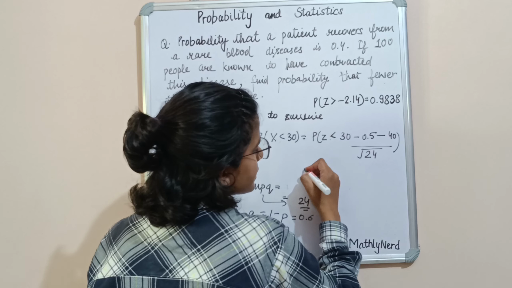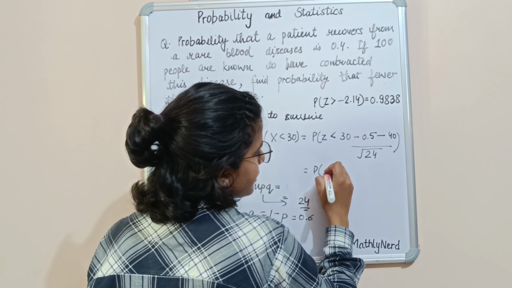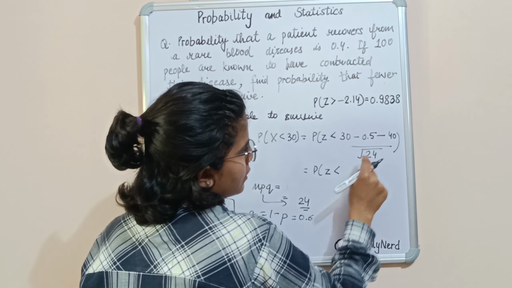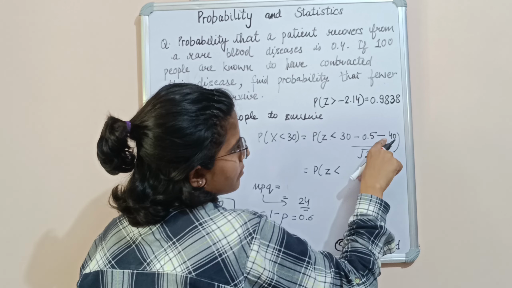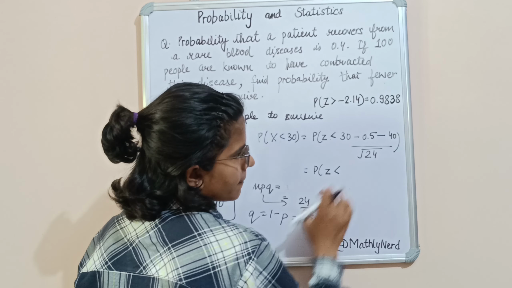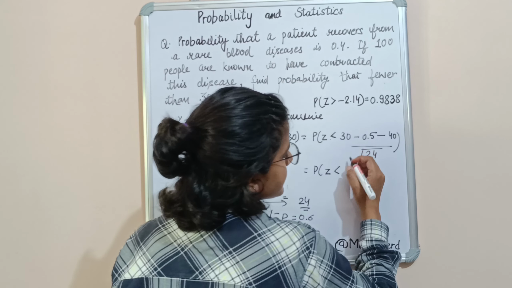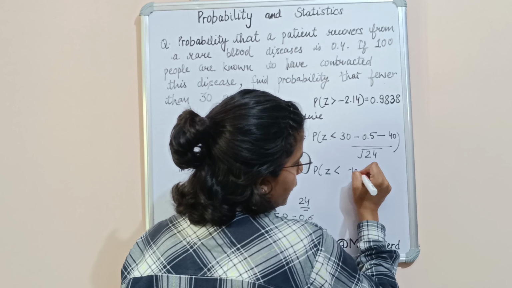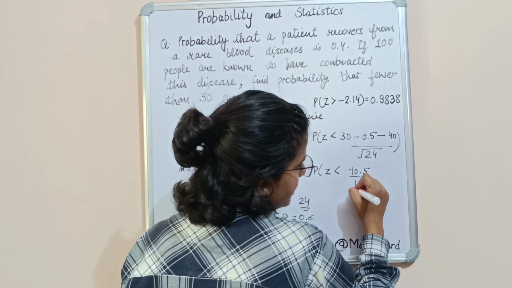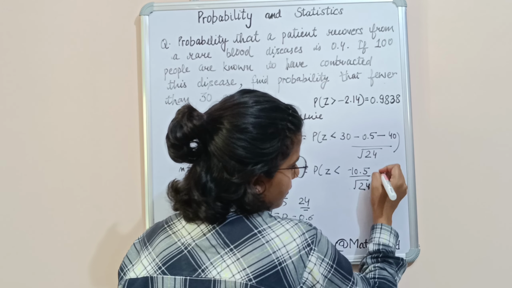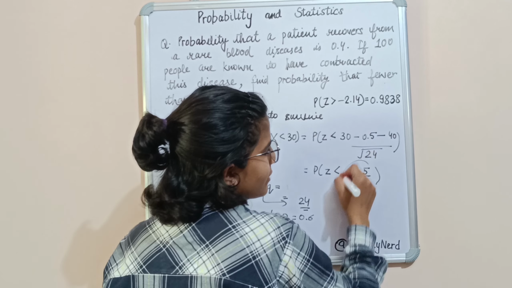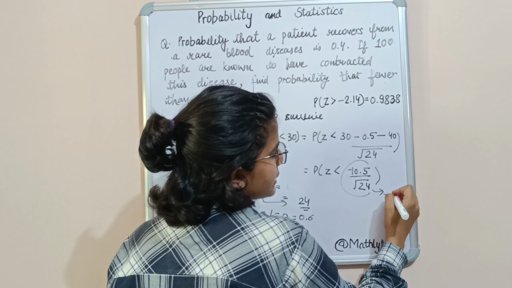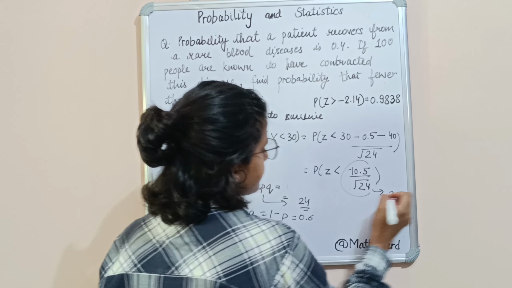Now, if we solve this, this will be equal to the probability of z less than (30 minus 40.5) divided by the square root of 24. If we solve this value, we will get minus 2.14.